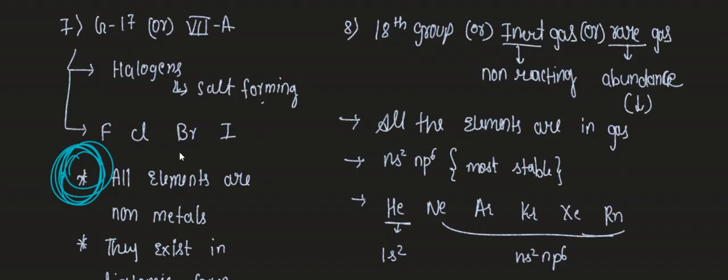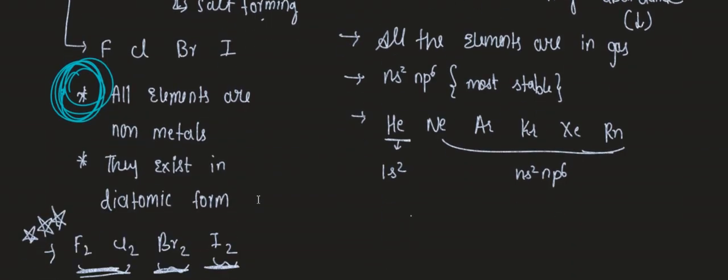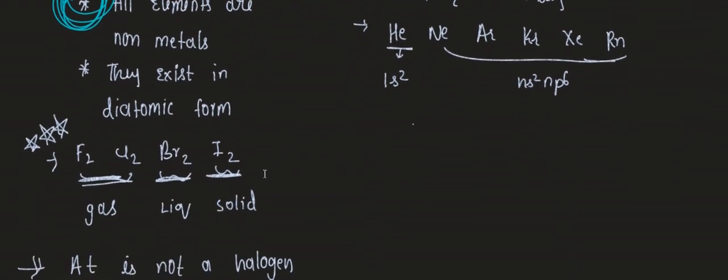And you people know group 18 is inert gas. So the elements are of highly inert nature. They are not going to show any chemical reaction. Hence they are gases. They don't have any metal, non-metal, semi-metal nature like that. Next, they exist in diatomic form.